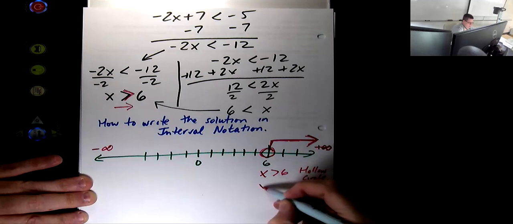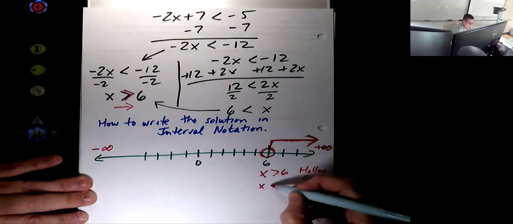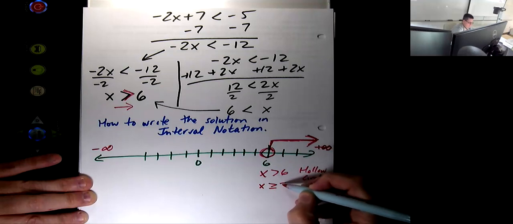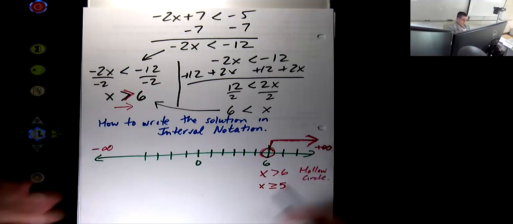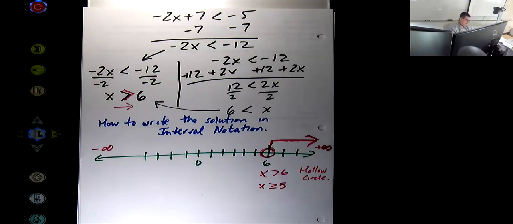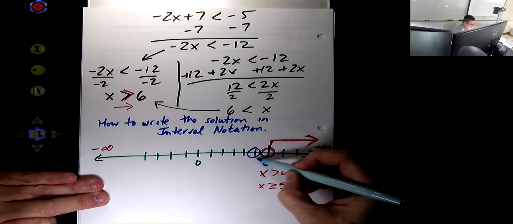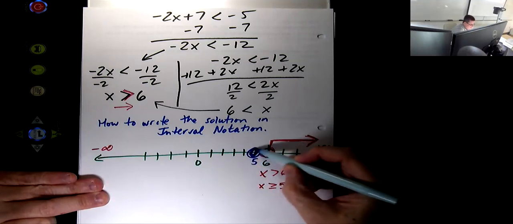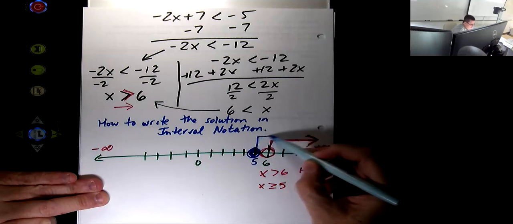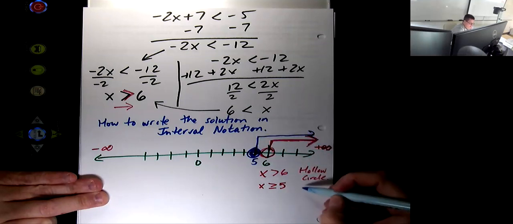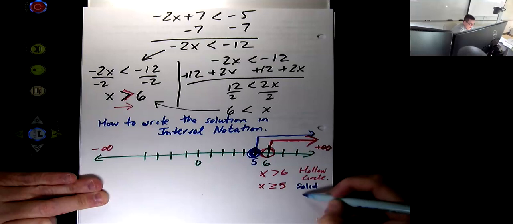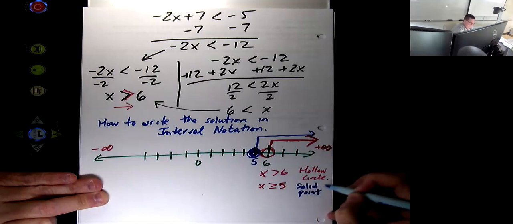If we had something underneath it, like the equal sign, let's say X is greater than or equal to 5. If you had X is greater than or equal to 5, you put a circle on the 5. You fill it in. And then do arrows going to the right. So this is going to have a solid point, not a hollow point.